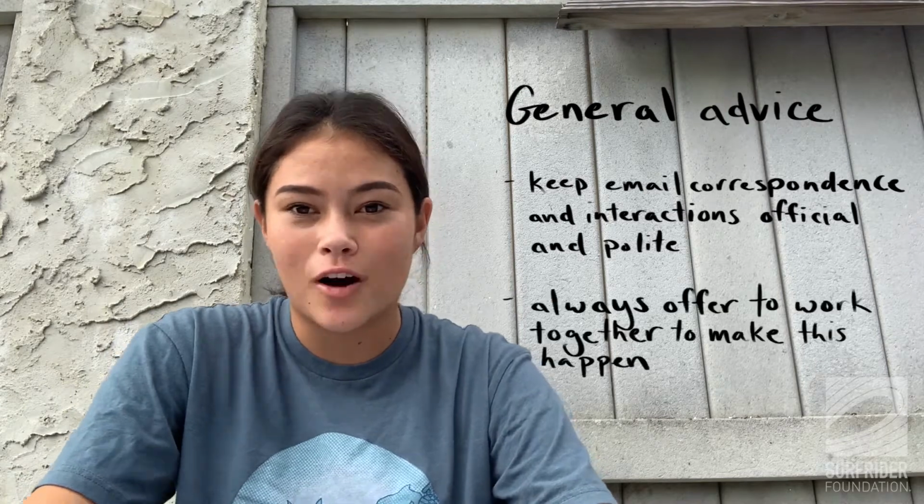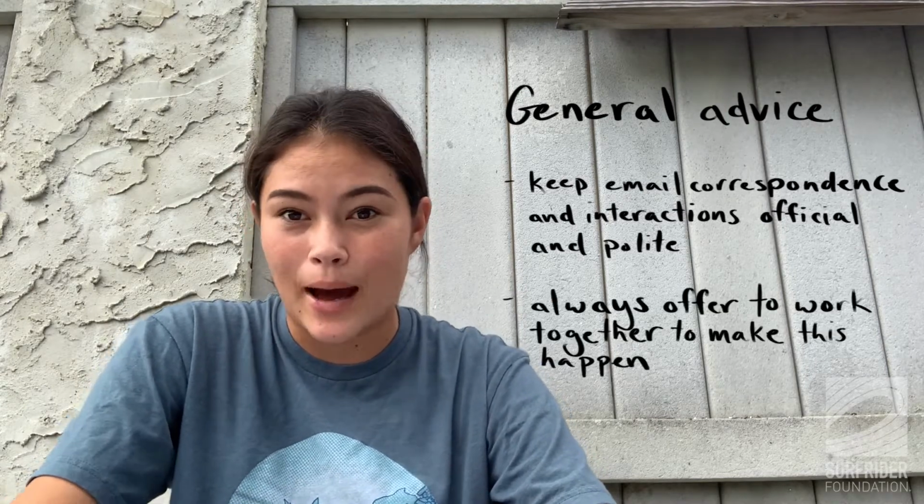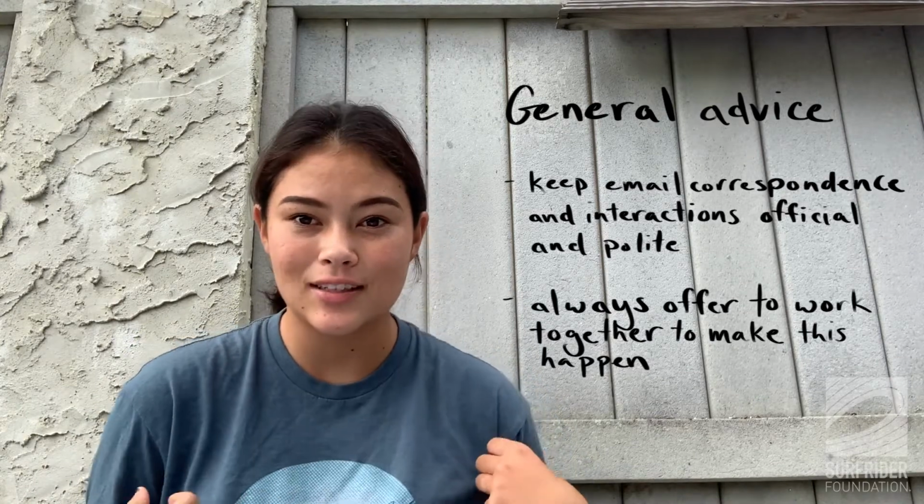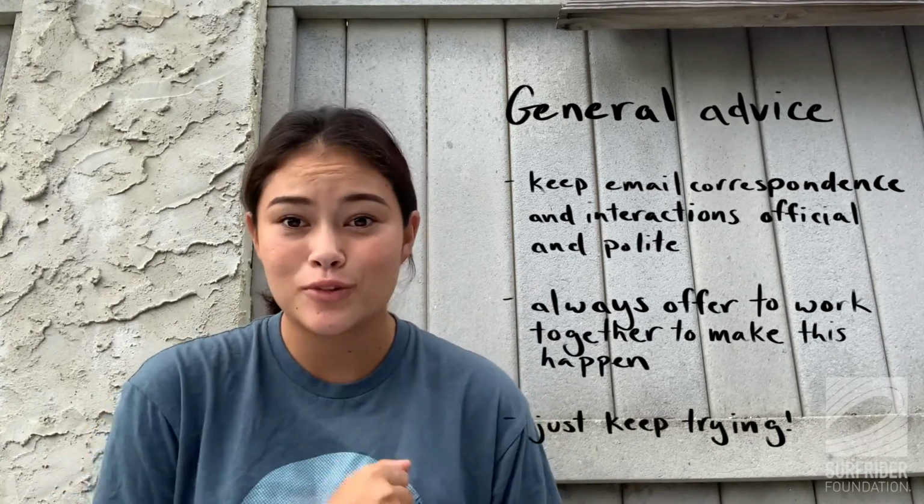Some general advice for the meeting and leading up to the meeting is to keep email correspondence and interactions official and polite. Make sure that you're thanking them for their time, but also urge them in the right direction. Another piece of advice is to always offer to work together to make this happen. Communication is key. If the meeting didn't go so well or they're reluctant, it's all good. Keep trying. Reflect on why it failed. Were there barriers or restrictions? Go back to the drawing board, reflect, and see how you can overcome these challenges.